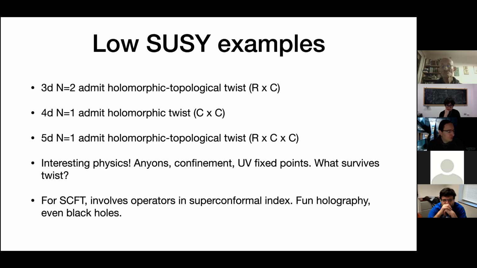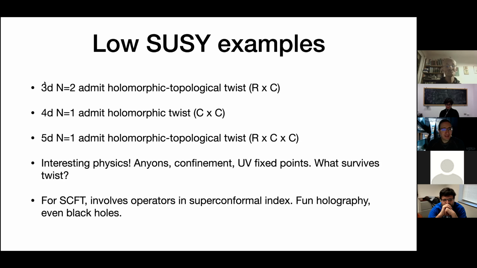So, as I mentioned, if you're just happy to work with holomorphic twists instead of topological twists, you don't need much supersymmetry. Examples of physically interesting theories which admit holomorphic twists are 3D N=2 theories, 4D N=1 theories, and 5D N=1 theories. These theories allow twists which make them depend only on one topological direction and one holomorphic direction for 3D, or two holomorphic directions in 4D, or one topological and two holomorphic directions in 5D.